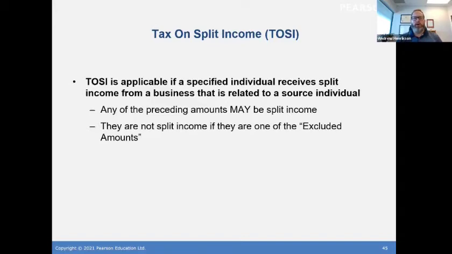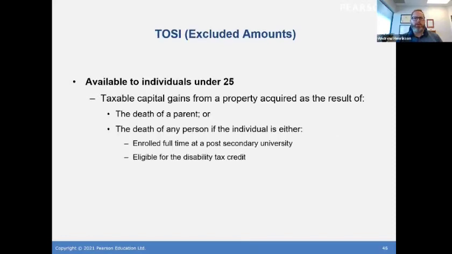So what we're trying to do is figure out ways to be excluded from these rules. There's a few different ways that this can happen, so let's move ahead to slide 46 here. One way is to have the amount be an excluded amount from the TOSI rules. The amount of money itself, the type of money that was sent, is excluded.